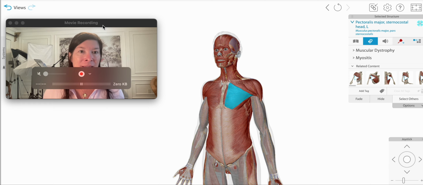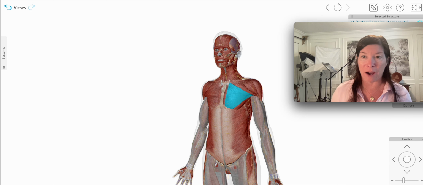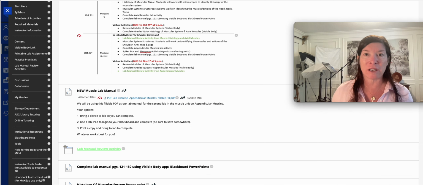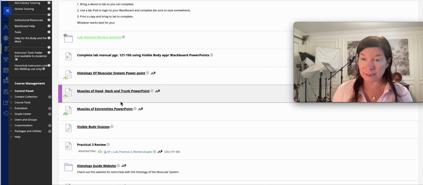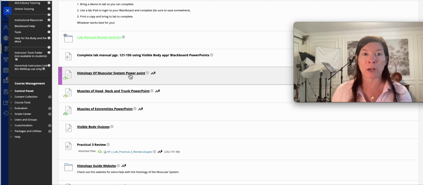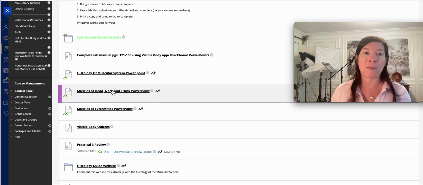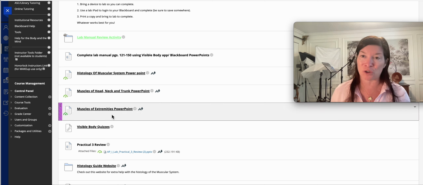And I think there's one other place I want to just remind you about, which is if you go in your Blackboard course for the lab, don't forget that you have these PowerPoints and they have a voiceover. So they will go through and discuss each of the muscles that you need to know. So that could be really helpful. And it's broken up. You can see there's the histology that you learned the first week and the axial muscles from the first week. And then there's muscles of the extremities.